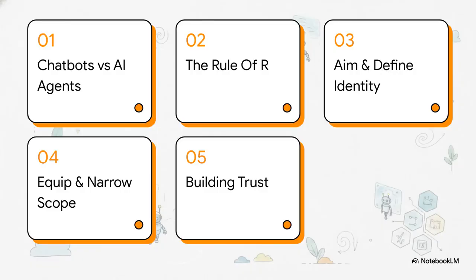So here's our roadmap for demystifying the AGINT framework. 1. Chatbots versus AI agents. 2. The rule of R. 3. Aim and define identity. 4. Equip and narrow scope. And 5. Building trust in stages.